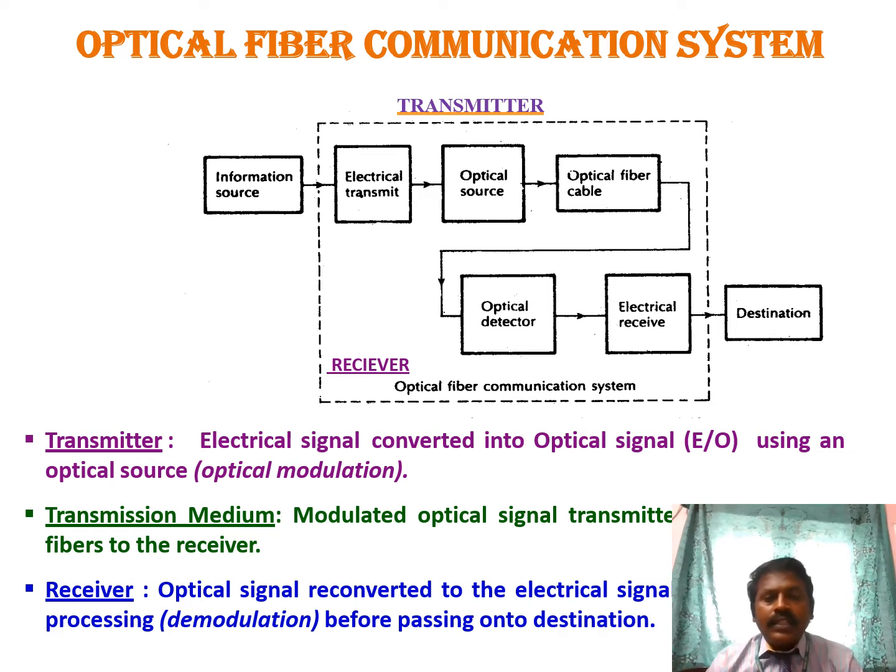Now look at that. In the transmitter, the electrical signal is converted into optical energy, E to O, using optical sources, where the conversion takes place by optical modulation. Here we are talking about light, so it is intensity modulation. In the transmission medium, the modulated optical signal is transmitted to the receiver through the optical cable or optical fiber. On the receiver side, the optical signal is reconverted into an electrical signal by demodulation, again intensity demodulation, before being sent to the destination.